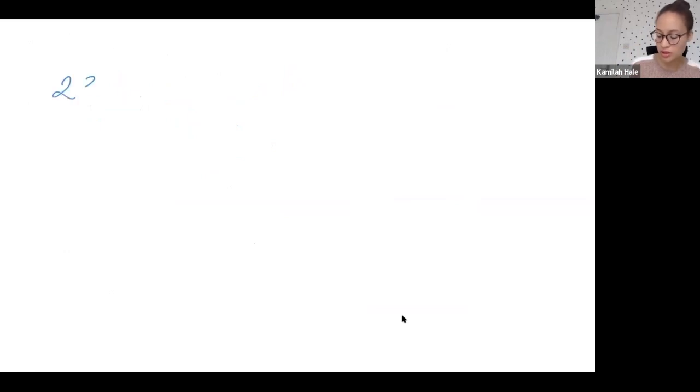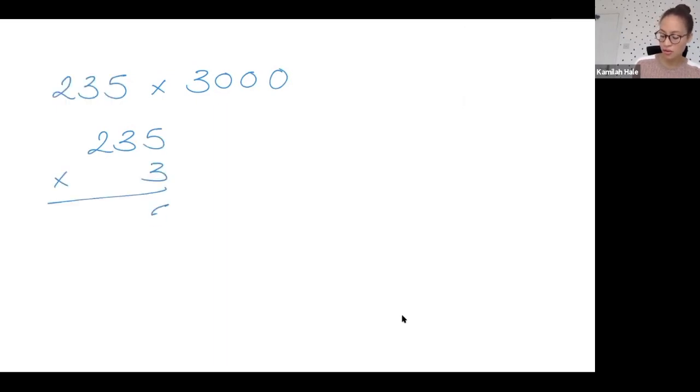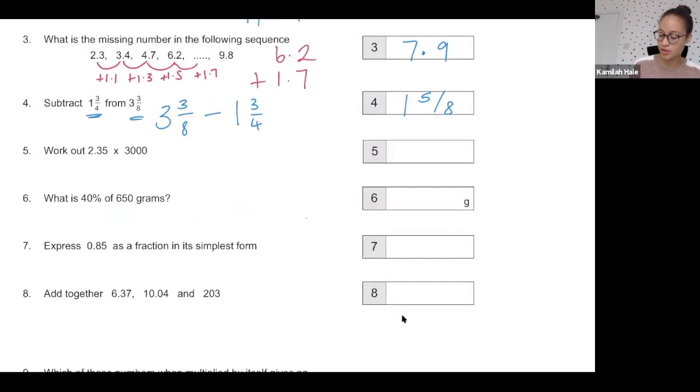So what I would recommend is ignoring the decimal point at first and just doing 235 times 3,000. I can do that by doing 235 times 3, and then I'll add the 3 zeros at the end. Now in the original question, I had 2.35, so I had 2 numbers behind the decimal point. So I put 2 numbers behind the decimal point here, and I get 7,050. So there's our final answer, 7,050. Good, so I can see several of you got that, well done.